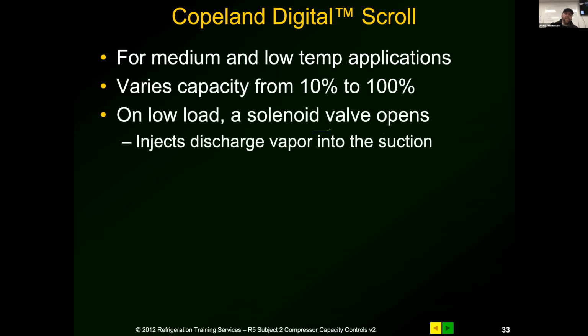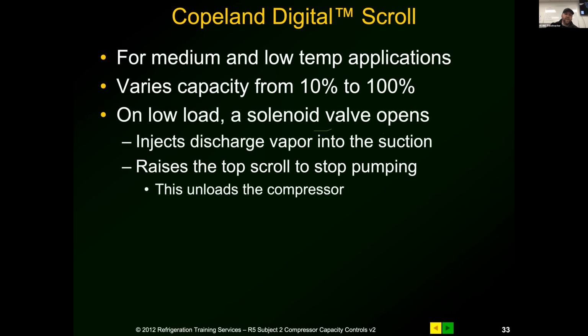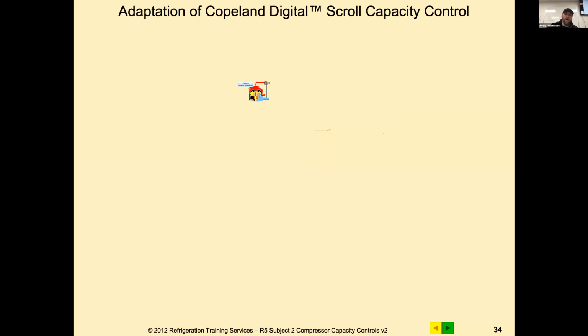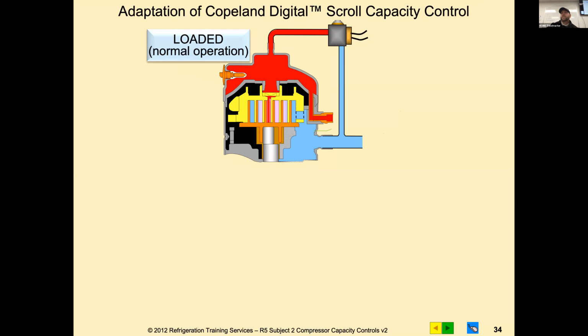So on low load, a solenoid valve opens, injects discharge vapor into the suction, raises the top scroll, and stops pumping. This unloads the compressor. I'm sorry, not digital. Variable speed. My bad, scratch that. It's variable speed. Variable speed recips. I'm like, that did not sound right.